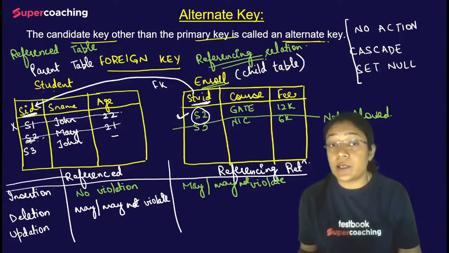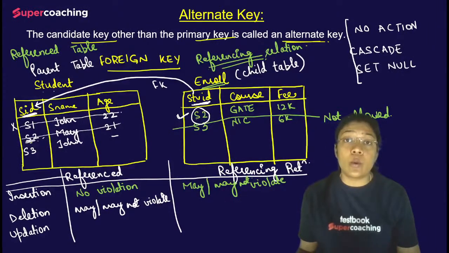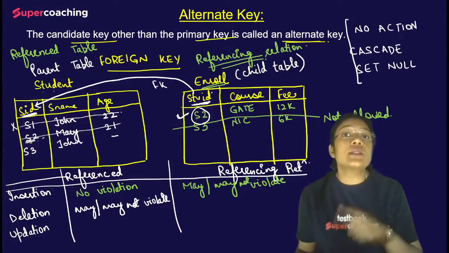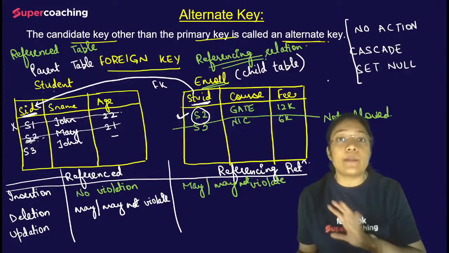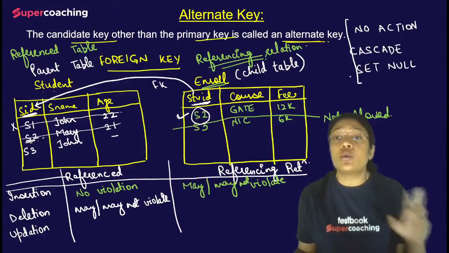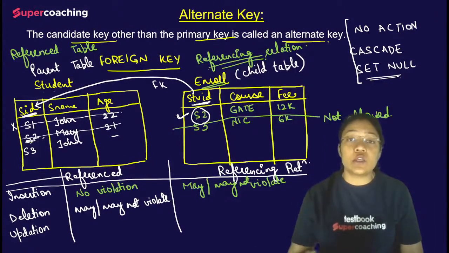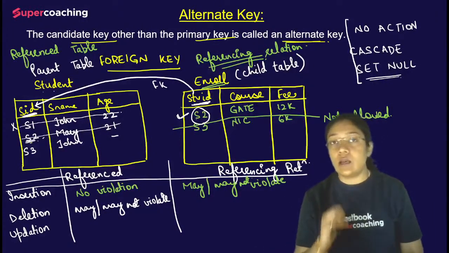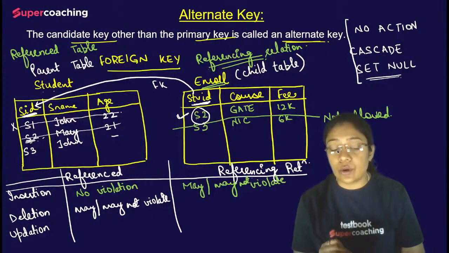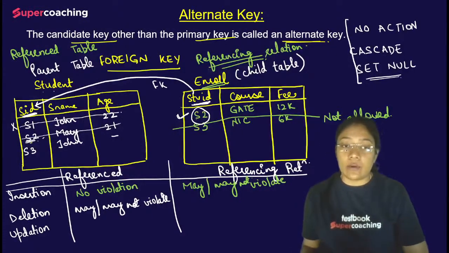For example, if I have put a not null constraint on the student ID attribute, then set null will fail. So here you cannot set the value to null. So whenever you are using this solution, always make sure the attribute is allowed to have null values. Okay, otherwise that will give you an error.